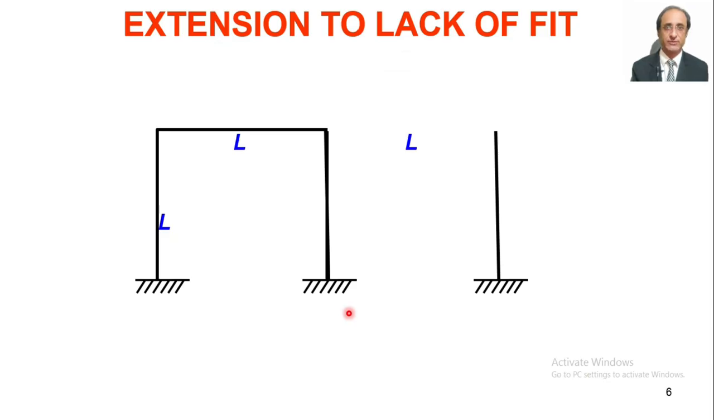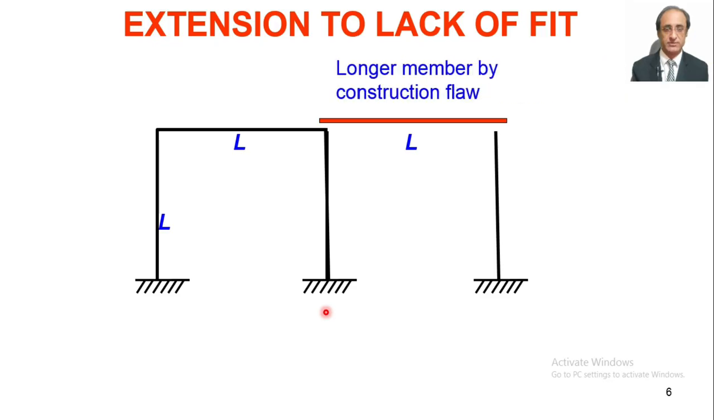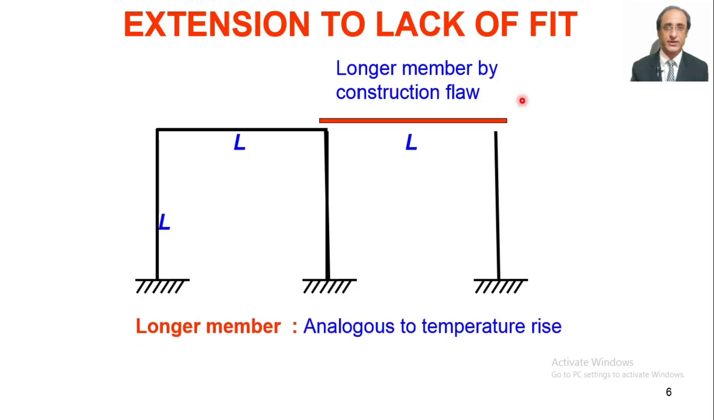Now something very similar to thermal effects is the lack of fit. Lack of fit happens usually at site. It is basically a kind of flaw associated with fabrication, that if the fabrication is not proper, a member may be either shorter or longer than the ideal fabrication length. So this is something similar to the temperature effect, and it can be tackled in the same way as we have done for the case of temperature.